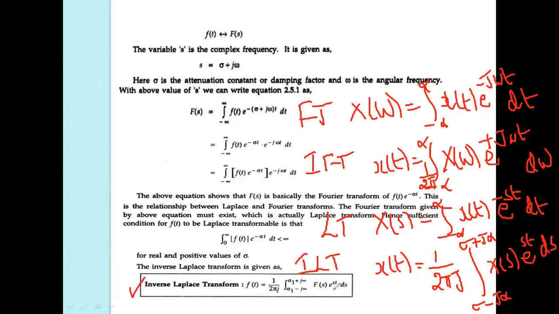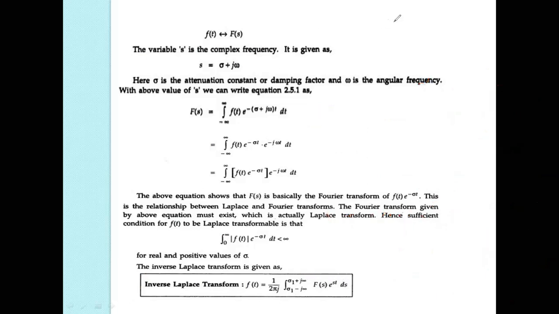In terms of f(t) and F(s), as I wrote here for x(t) and X(s), s is a variable only. f(t) is equal to 1 by 2 pi j, the integral from sigma minus j infinity to sigma plus j infinity of F(s) e power st ds. Got it?